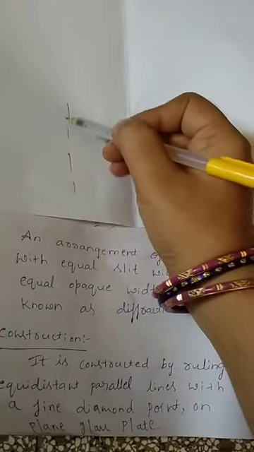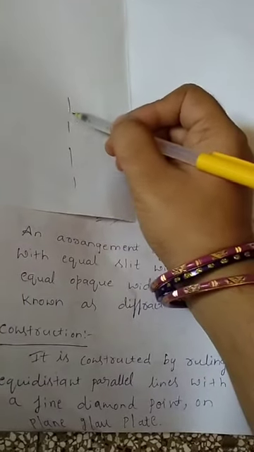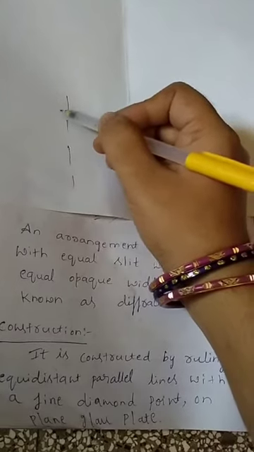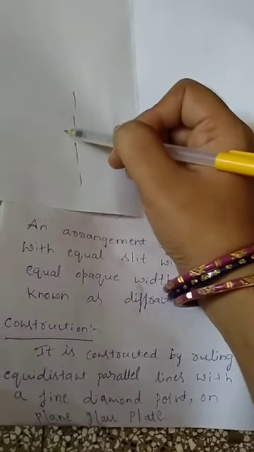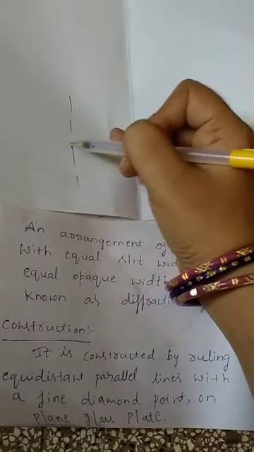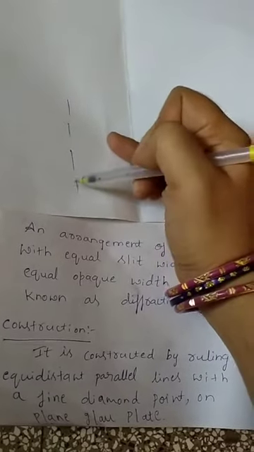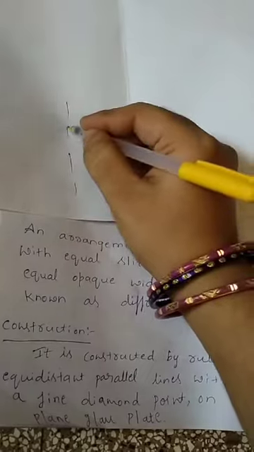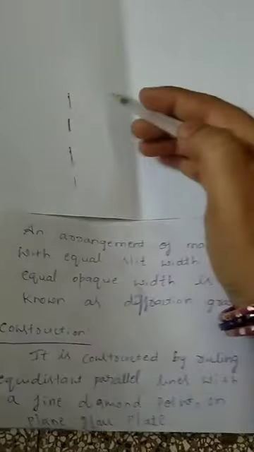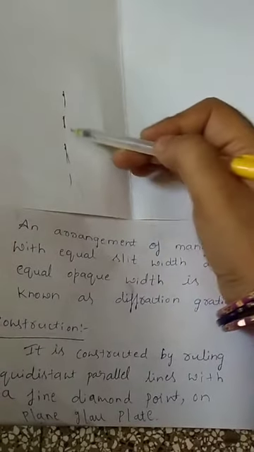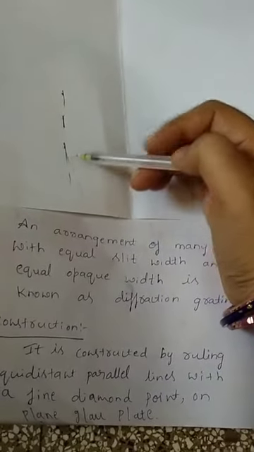See, what do you mean by opaque width? If you are considering it like this, this is your slits. This portion is your slit, that means here the light will be allowed. And here again is an opaque region. Again here the light is allowed. Opaque region. Light is allowed. So this is known as opaque width, and this is known as slit width. The slit width should be equal in any grating.